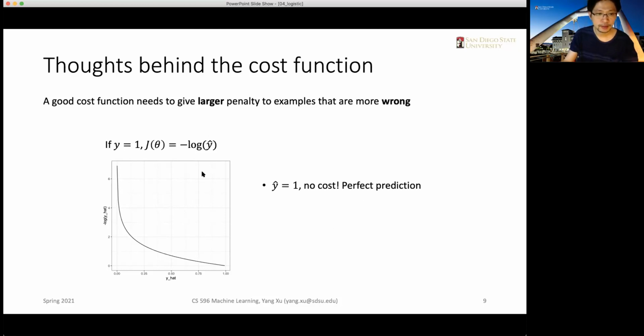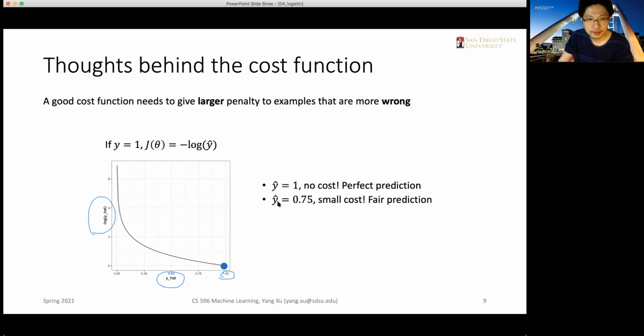So if we look at this plot here, the y-axis is the negative logarithm of y hat, and the x-axis is y hat. So when y hat is 1, the cost function is a really small value, right? Because it's a correct answer. It should give no cost, right? And if y hat is 0.75, then it's a close prediction, but there's some error. So we should give some small cost to the model. Okay, so the cost increases a little bit.